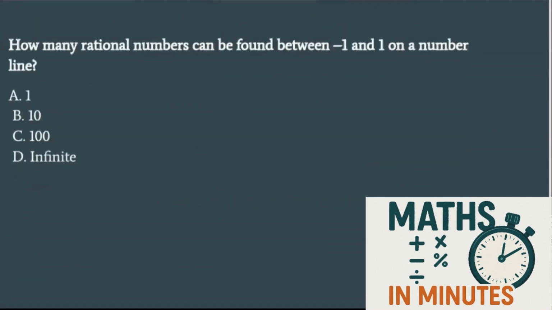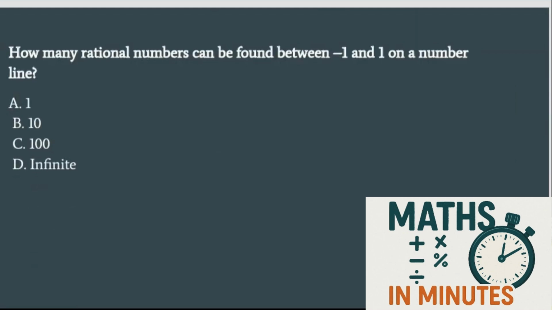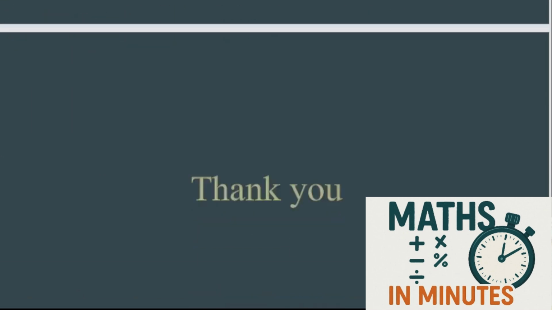Next question is, how many rational numbers can be found between -1 and 1 on a number line? See guys, I had told you that infinite rational numbers will exist between any two integers. You can find n number of rational numbers. जितना चाहो उतना निकाल सकते हो आप rational numbers. So there is no range of finding rational numbers. We will say we can calculate infinite rational numbers between two integers. Right? Now this was all about the topic.